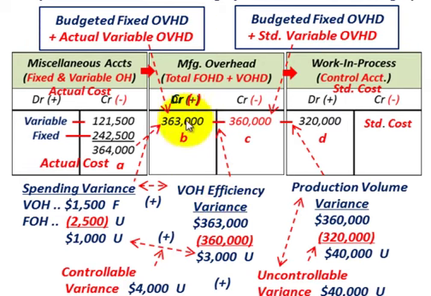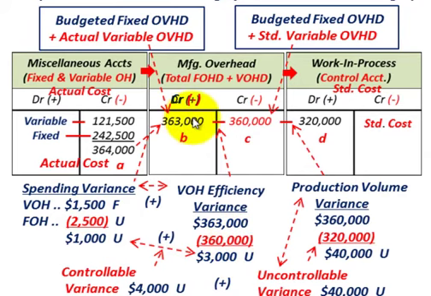That's the 363,000 compared to the 360,000. So we're looking at our actual variable overhead against the budgeted fixed overhead, which is constant for both of those. So we're actually looking at our actual variable overhead versus our standard variable overhead. Our actual variable overhead with those budgeted fixed was 363,000 versus our standard amount allowed, 360,000. So the difference gives us 3,000 unfavorable.